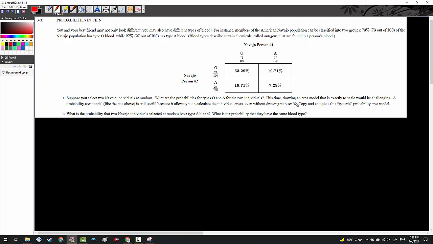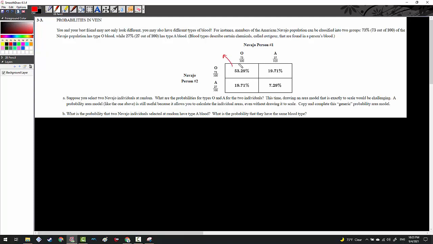This time, drawing an area model that is exactly to scale would be challenging. A probability area is useful because it allows you to calculate the individual events without drawing it to scale. Basically, what I talked about before, drawing it to scale is actually kind of pointless. Just draw them as rectangles. It just makes your life easier. The answers are in here, but let's talk about how they got these numbers.